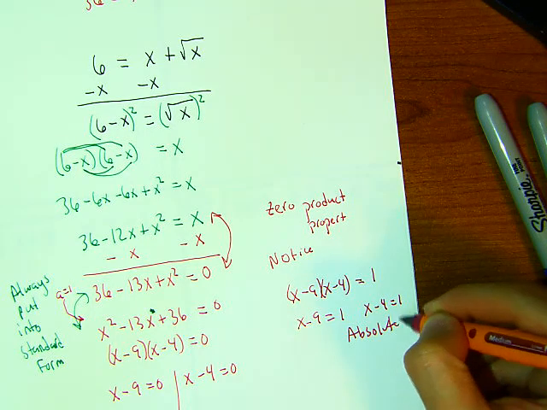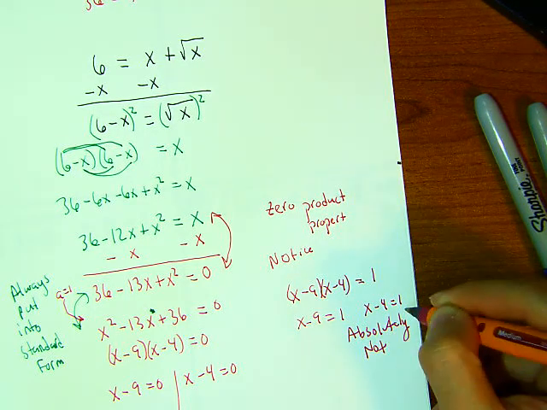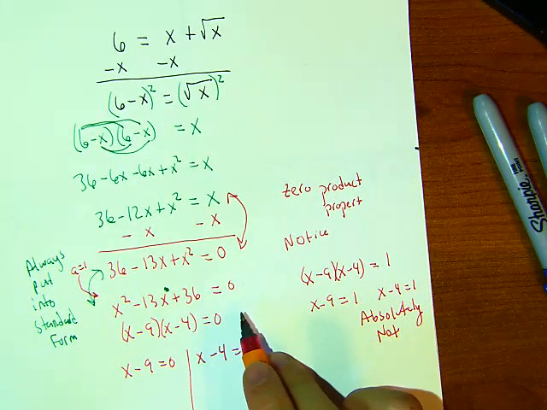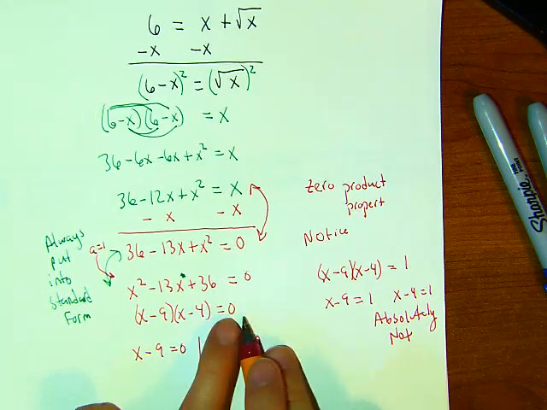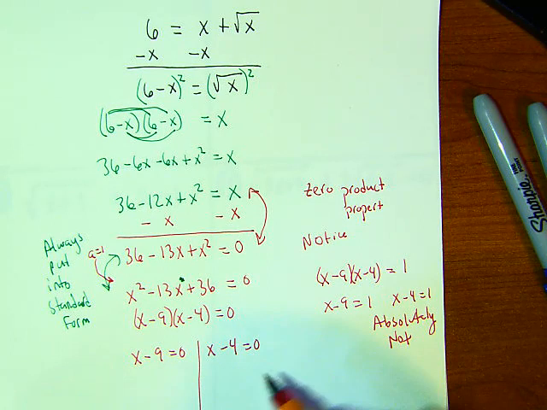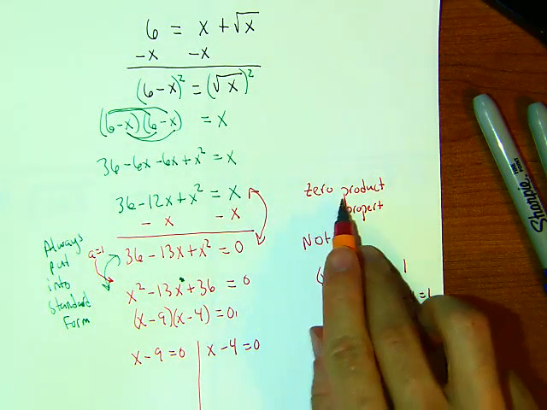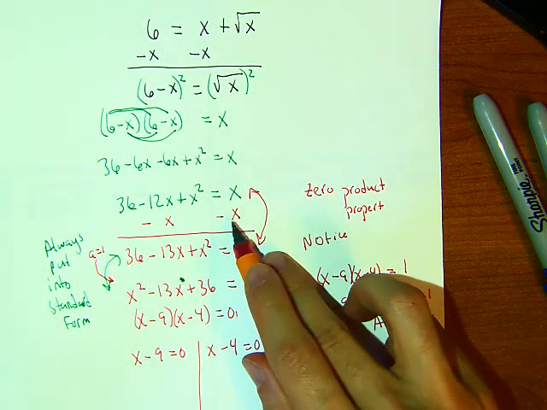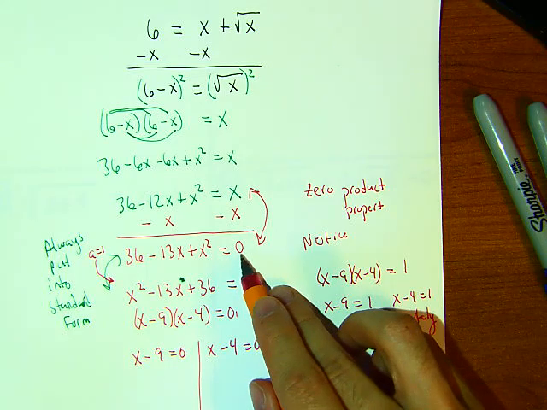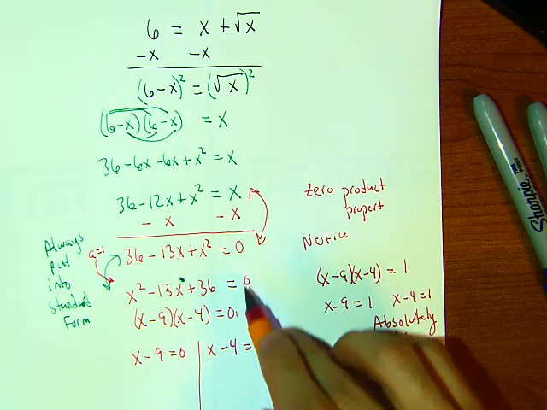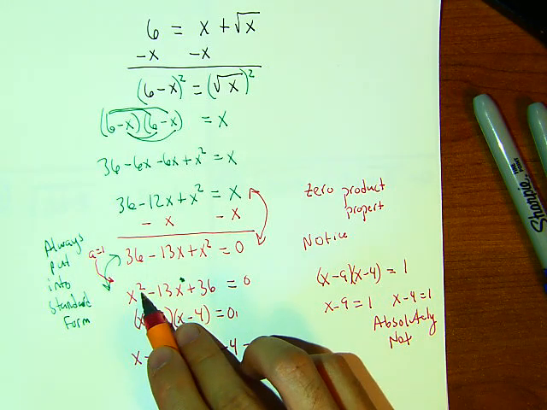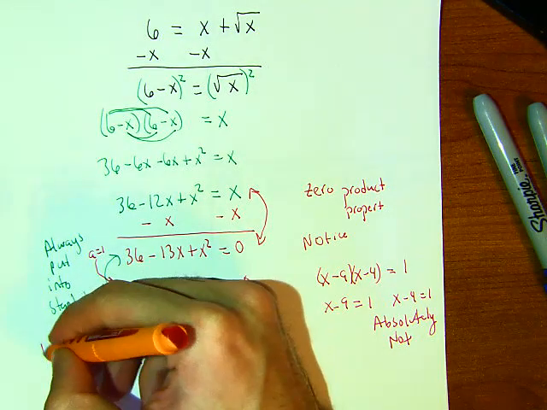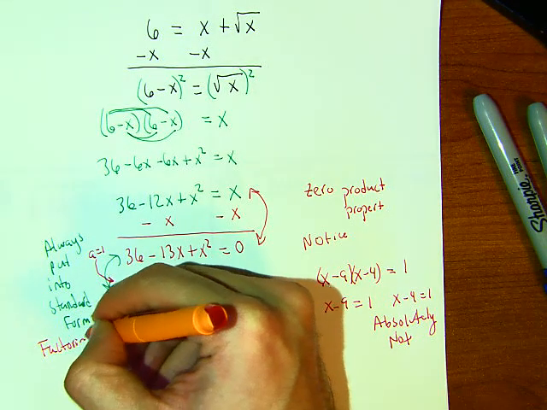Absolutely not. You're only allowed to use this technique, saying that this is equal to this and this is equal to this, only when it's 0 here. So that's the idea of getting 0 on one side. You guys have to get used to that idea, because if you have a degree 2 here, you can use all the factoring techniques that we've picked up.